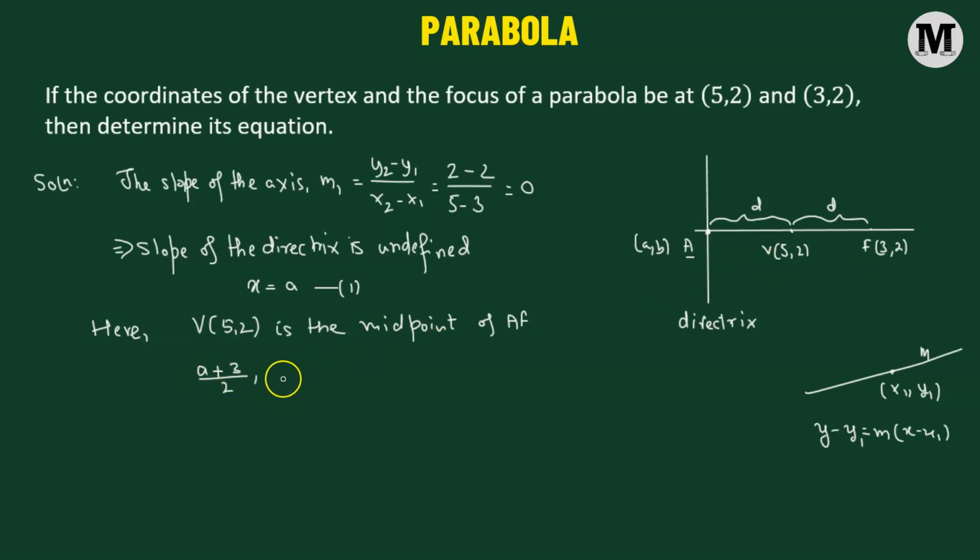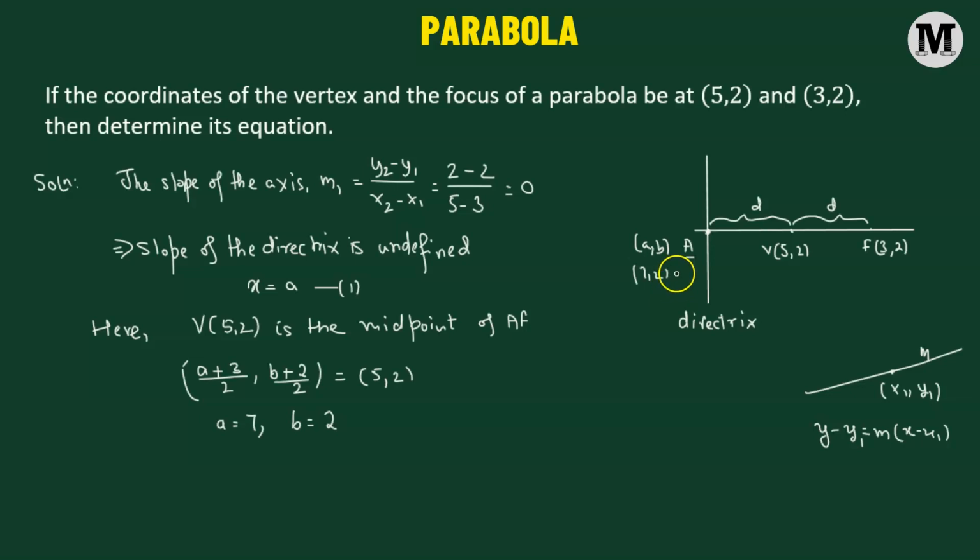That's going to be the x coordinate, and the y coordinate will be the sum of the y coordinates of point A and point F divided by 2. And this coordinate value is exactly equal to the coordinates of the vertex. So that's 5, 2. So when we solve for the values of a and b, a will be equal to 7, and b will be equal to 2, which means the coordinates of point A are going to be 7, 2.